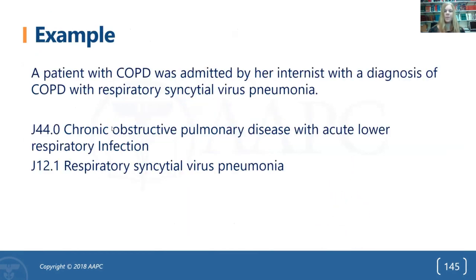Let's review an example. A patient with COPD is admitted by her internist with a diagnosis of COPD with viral pneumonia. The first listed diagnosis is J44.0, chronic obstructive pulmonary disease with an acute lower respiratory infection. And then the secondary diagnosis would be J12.1 for the pneumonia classification.